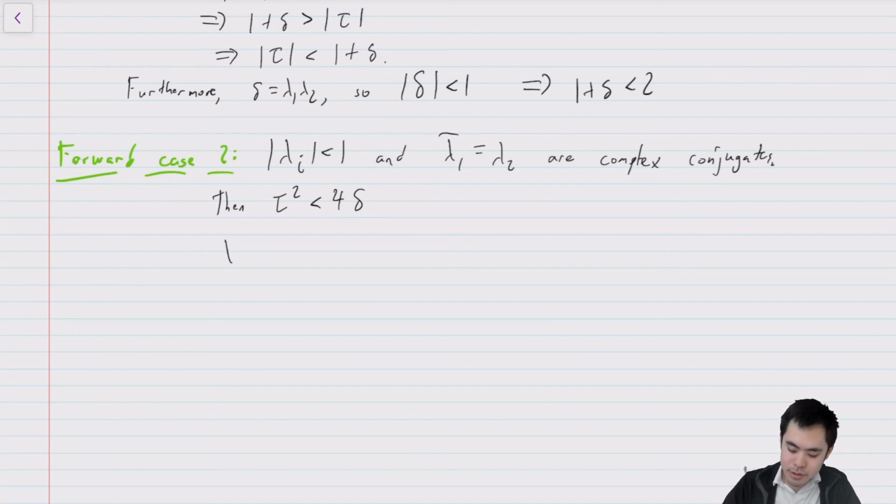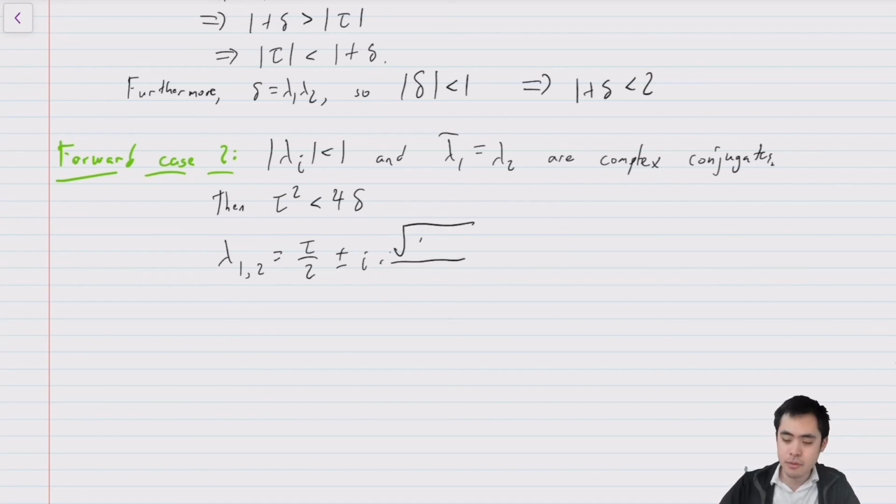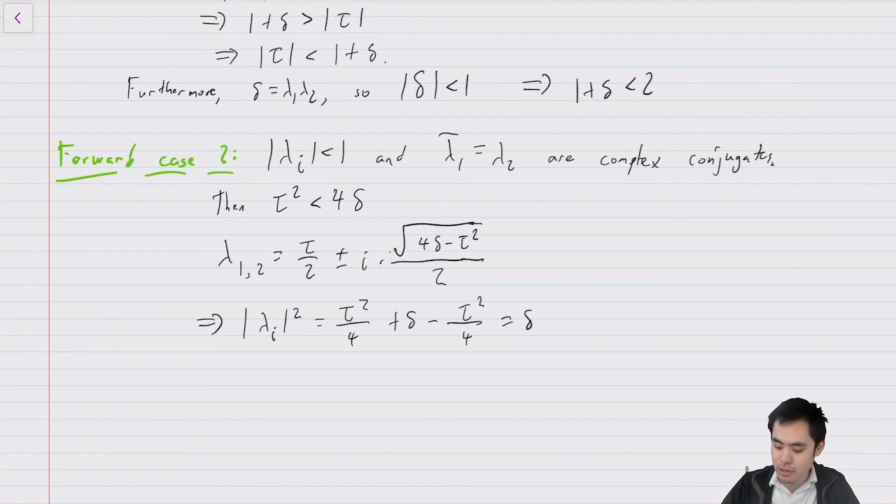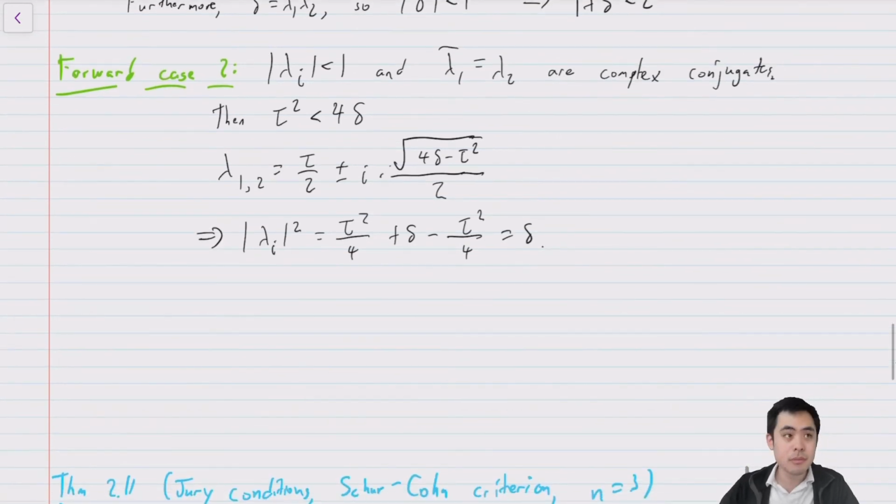And when we write that out, that means that λ1,2 is equal to τ/2 plus or minus i times the square root of 4δ - τ², divided by 2. Note we flipped it because we took the i out of the square root. Which implies that the norm of λi for either of them is just equal to τ²/4 + δ - τ²/4, which is just equal to δ. Okay, and that implies that 0 is less than δ is less than 1.